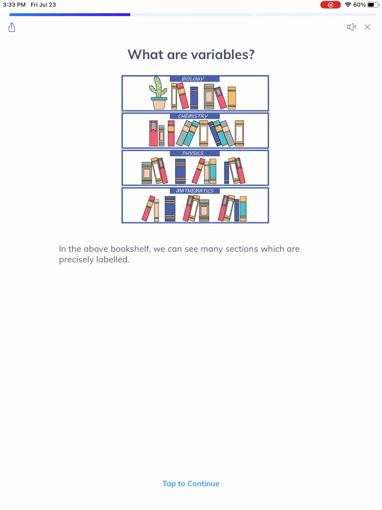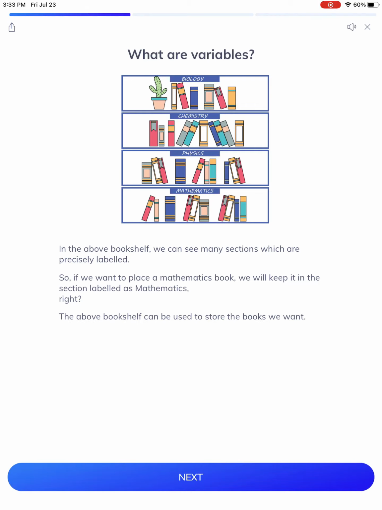In the above bookshelf, we can see many sections which are precisely labeled. So, if we want to place a mathematics book, we will keep it in the section labeled as mathematics, right? The above bookshelf can be used to store the books we want.